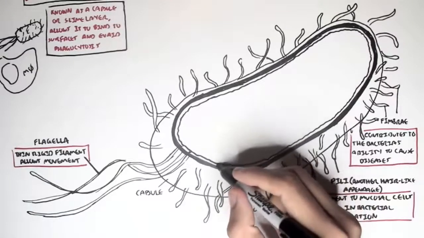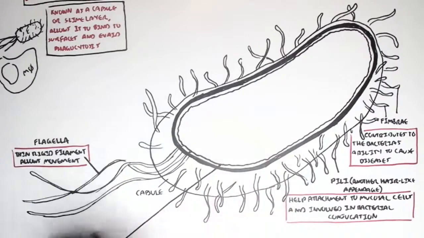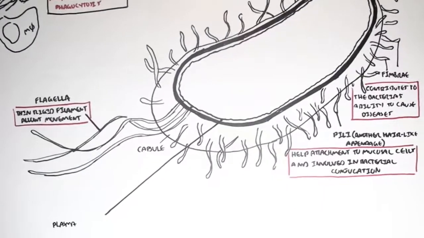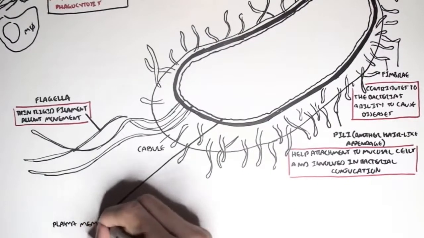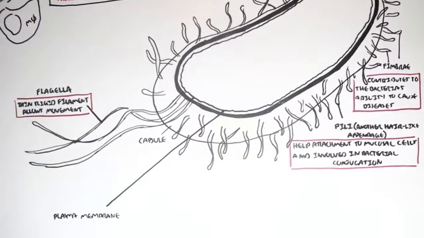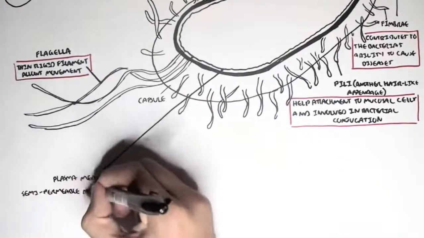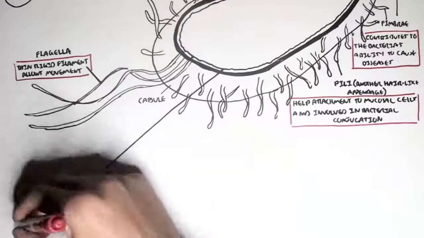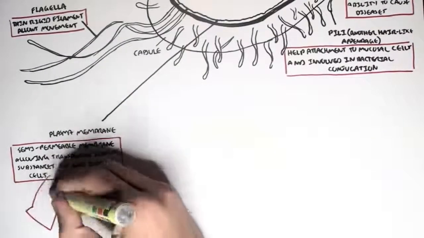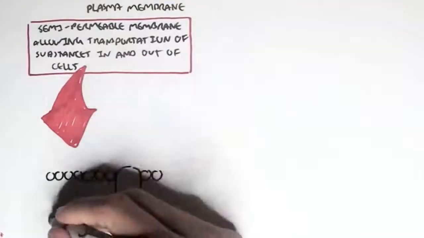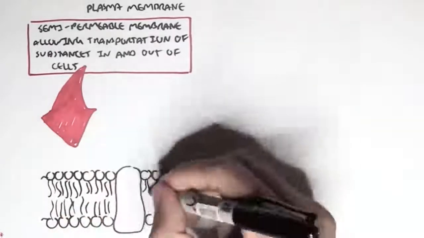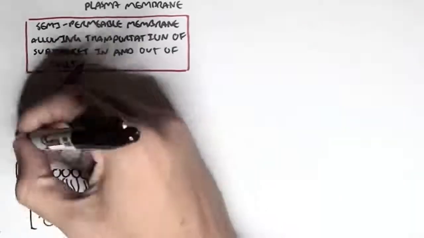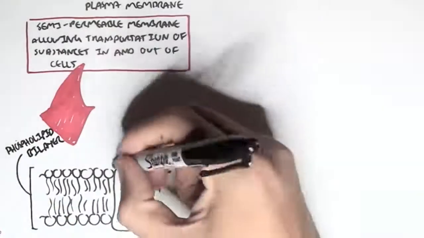The bacteria's innermost layer is known as a plasma membrane, and plasma membranes are also found in human cells, for example, in eukaryotes. The structure is very similar in both bacteria and humans. The plasma membranes are semi-permeable membranes allowing transportation of substances in and out of the cells. In bacteria, the plasma membrane is also a phospholipid bilayer and contains proteins within the membrane.